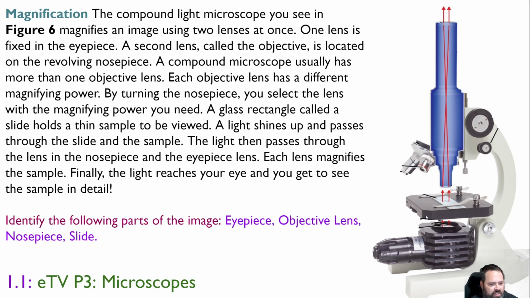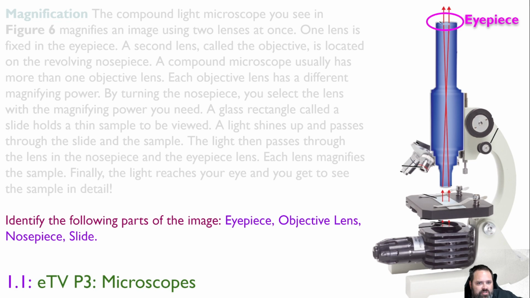Let's take a second from this paragraph and see if we can identify each of the major pieces of a microscope. So we'll start with an eyepiece. Can you identify where the eyepiece is at? Go ahead and drag that on the image. Can you identify where the objective lenses are at? Go ahead and identify that on the image. Where is the nose piece at? And then where is the slide at?